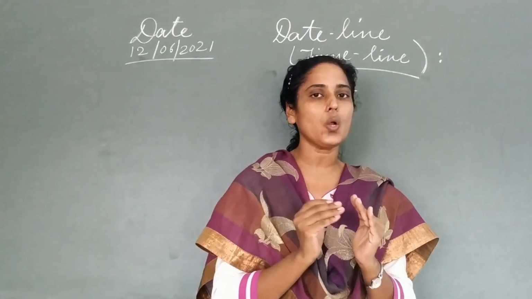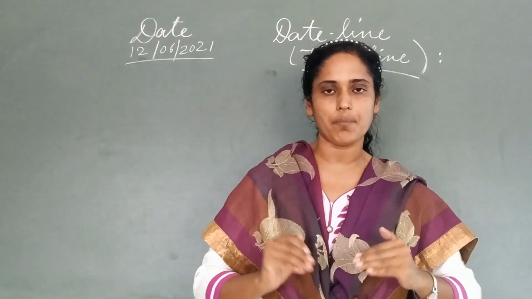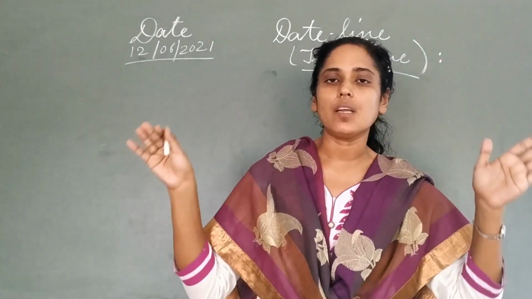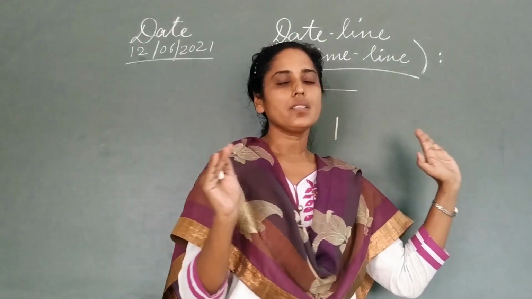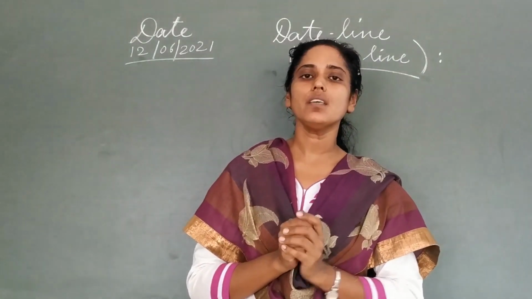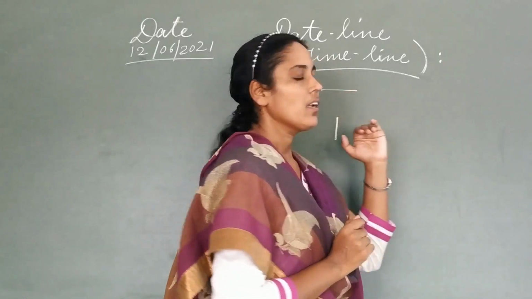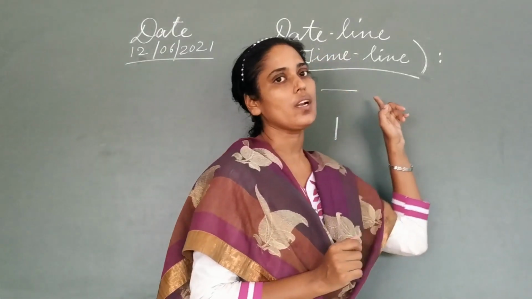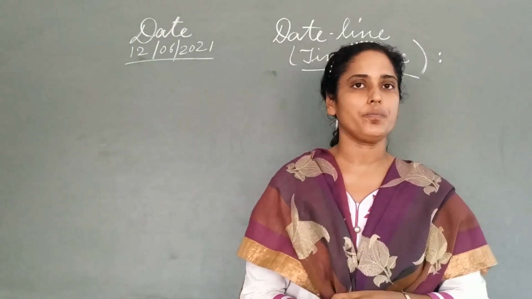Now what is a date line? Date line is a sequence of historical events which happened in the past and is still happening in the present. So whatever you are showing chronologically in a proper sequence or order on a proper timeline is known as a timeline or a date line. You will see how to draw the timeline or the date line. Now students, in your syllabus of 6th standard, you have only the horizontal one. You have only the horizontal date line which I will be showing you how to draw.